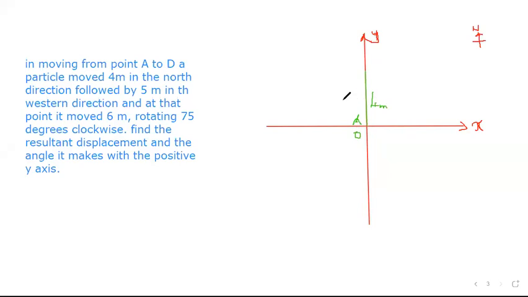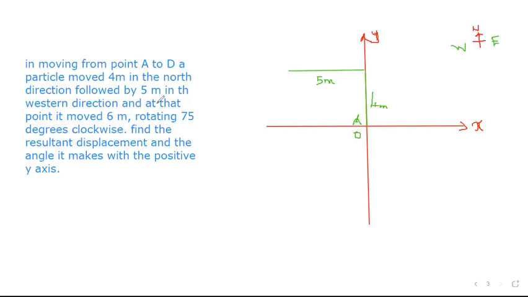Then it moves, followed by 5 meters in the western direction. The western direction, this is the east, this is east, this is west. So it moves 5 more meters in the western direction. It means it just travels in a straight line, 5 meters in the western direction. Let's put the magnitude there. This is 5 meters.